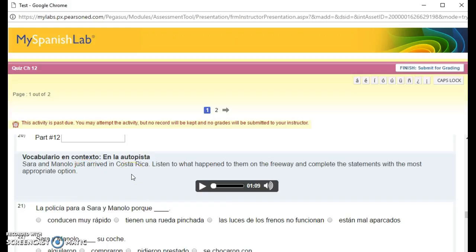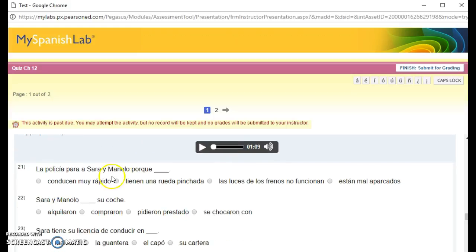Listen to what happened to them on the freeway and complete the statements with the most appropriate option. Again, you've got the multiple choice, so you can read through those first and know what to listen for. And again, this is about a minute, it's fairly long dialogue. So it's recommended to read the statements beforehand, so you know what to listen for, and listen more than once if necessary.